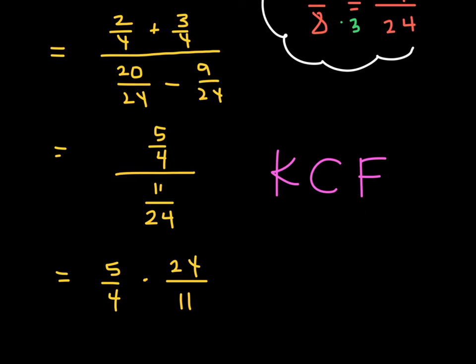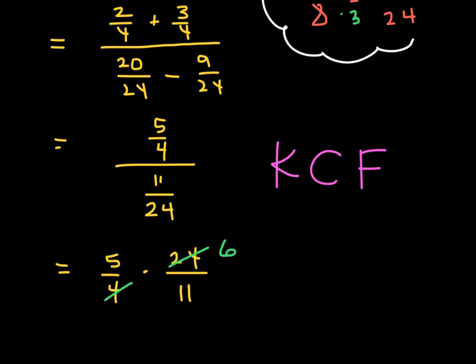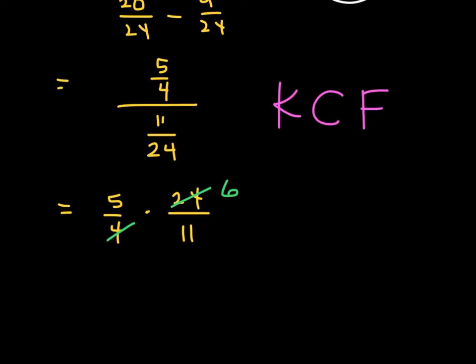So now we can cross cancel here. 4 divides into 24 6 times, and then multiply straight across to get our final answer of 5 times 6, which is 30, over, really this is a 1 here. When 4 divided into 24, 4 divides into itself 1. So it's 1 times 11. So it's 30/11. Now, of course, this is the same answer that you and I got earlier, but we used a different method this time.